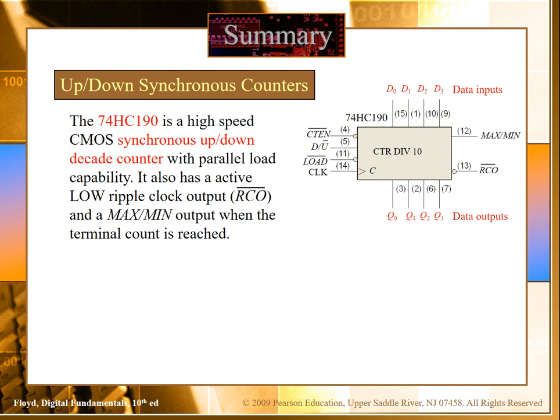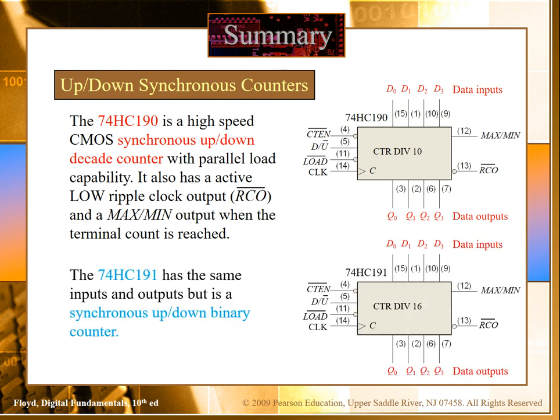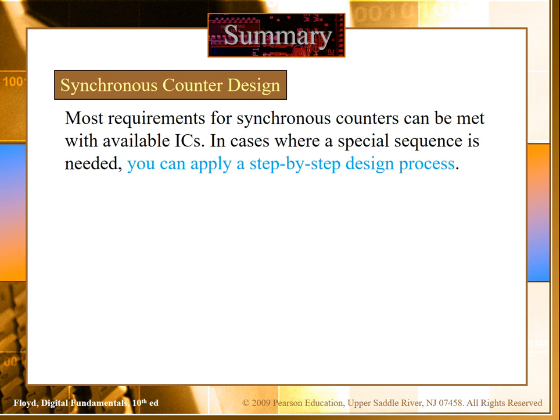Again, this is an IC. There are two ICs. This one is for the decade counter, and this one is for the binary counter. This is the decade counter, and this is the 4-bit binary counter. So we can use them.